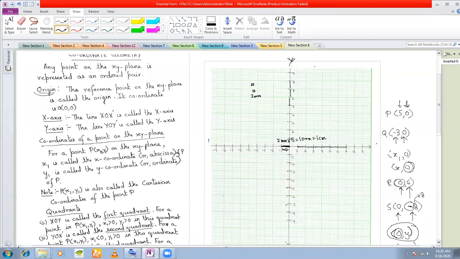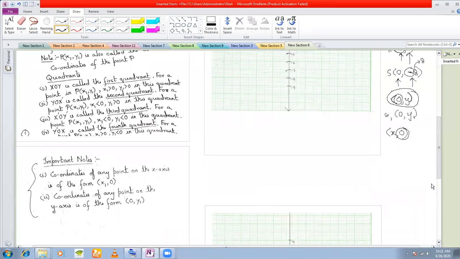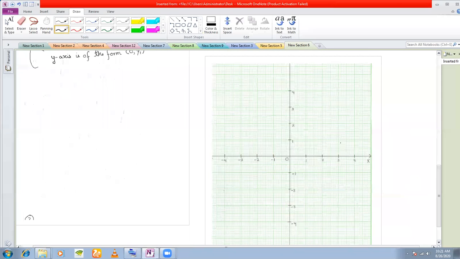In this case, we write the scale of this graph as 1 centimeter is equal to 1 unit. Another type of scale that you will have will look like this.